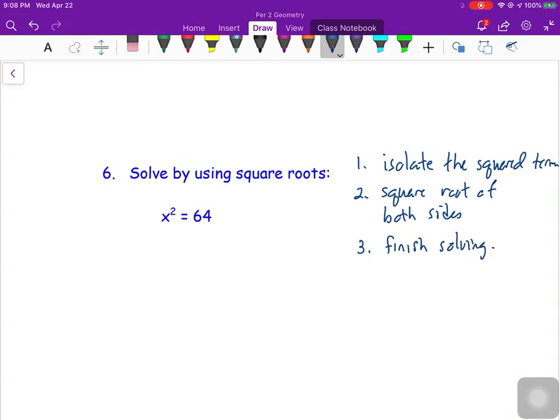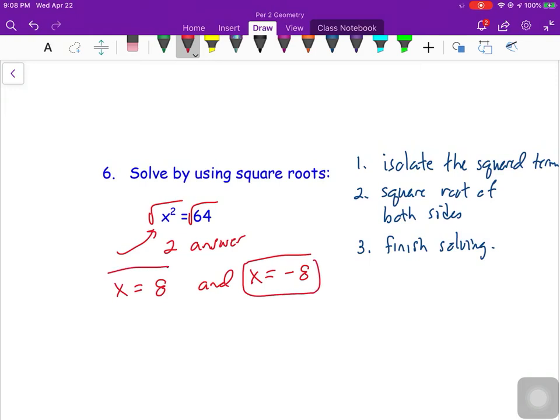Now, sometimes we don't even have that third step. When you look at this problem, the squared term is already isolated. It's by itself. So we immediately take the square root of both sides. That's going to give us two answers. The square root of 64 could be positive 8, and it could be negative 8. Both of those are valid algebra answers. In geometry, both answers don't always work. Sometimes only one works. Sometimes they both work.